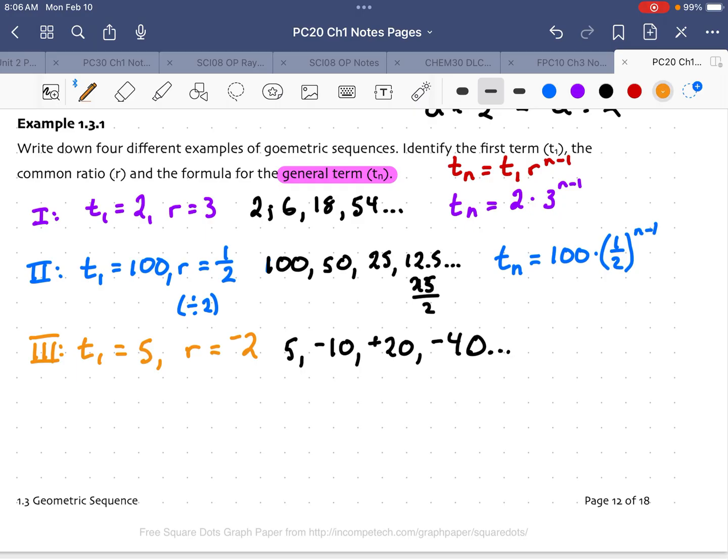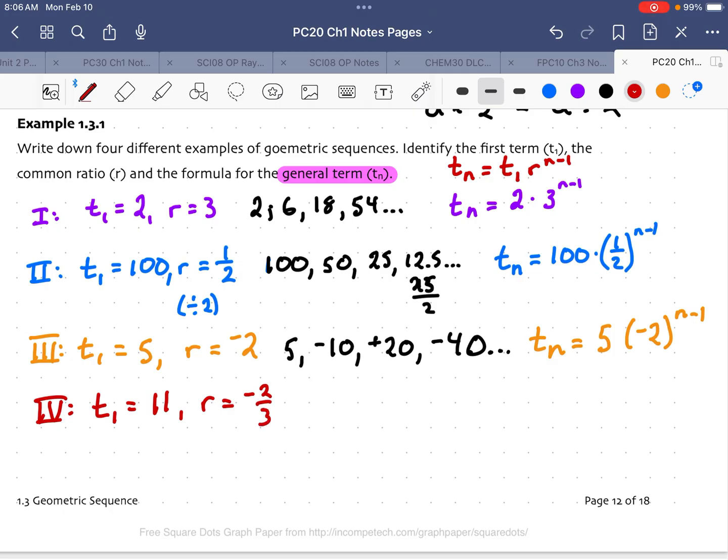So what is our general term? Well, it's our term 1, which is 5, times negative 2 to the power of n minus 1. And the negative needs to be in the parentheses because the exponent applies to it. One last one. Let's say term 1 is equal to 11. And our common ratio is going to equal negative 2/3.